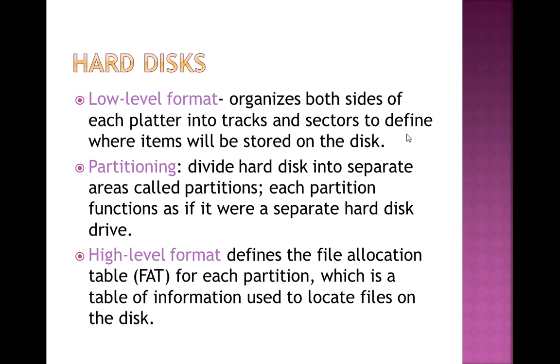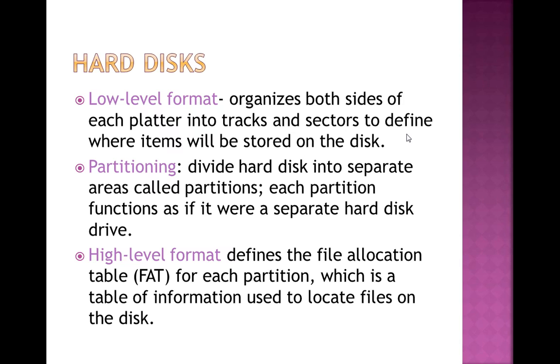This is the hard disk. There is a low-level format that organizes both sides of each platter into tracks and sectors to determine where items should be stored on the disk. That is, whenever we say low-level formatting, both sides are used and divided into tracks and sectors to define where the item will be stored on the disk. Then the next part is partitioning, which is used to divide the hard disk into separate areas known as partitions, and each partition serves as a separate hard disk drive. Then high-level formatting defines the file allocation table for each partition, which is a table of information used to locate the file.